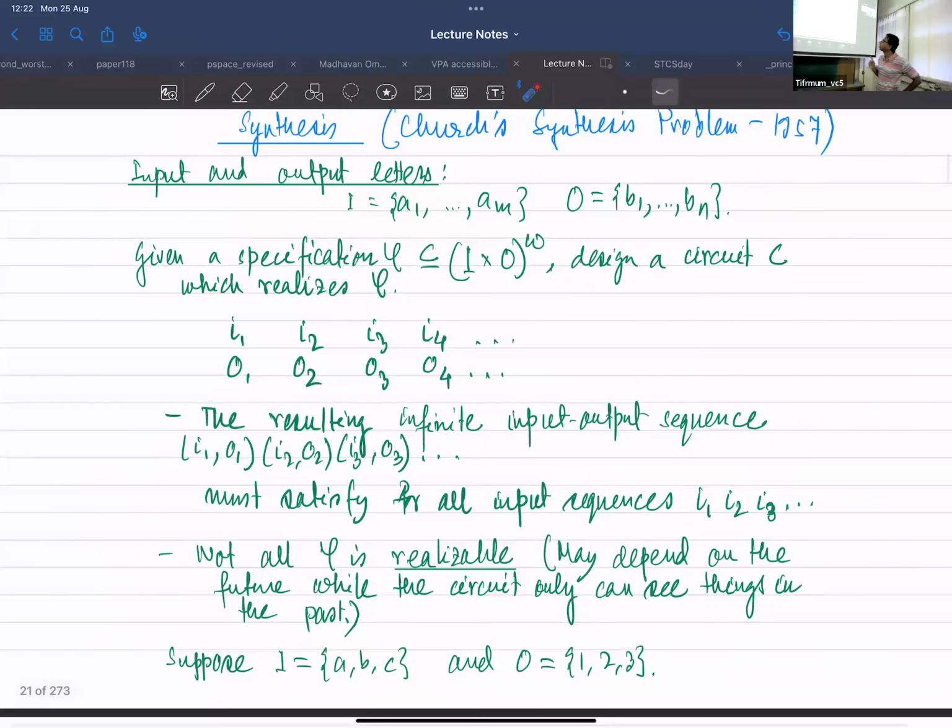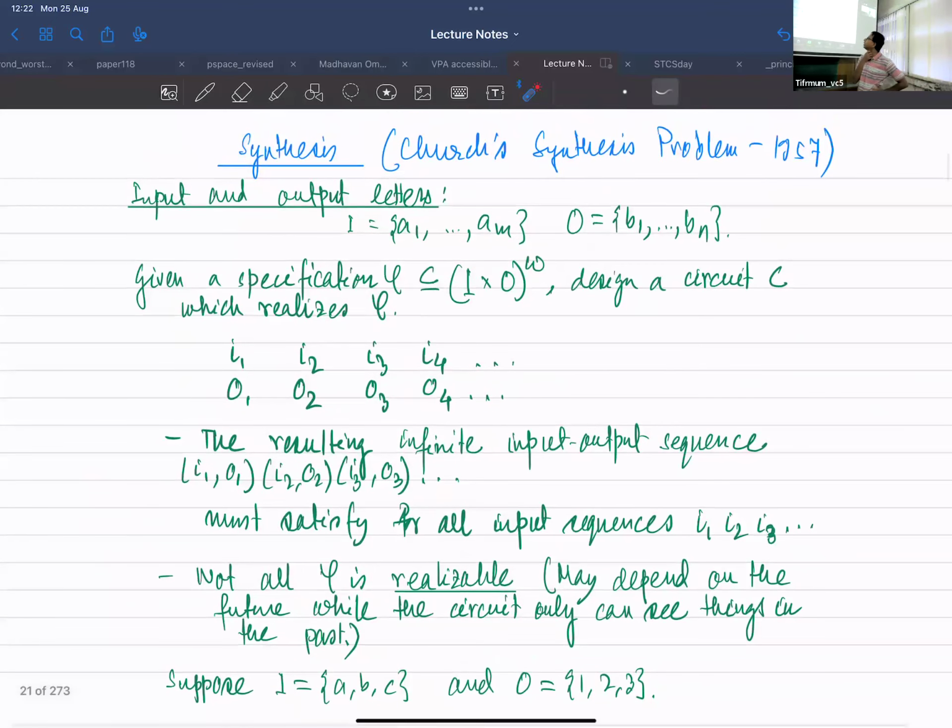So far I was talking about the verification problem. I don't know if some of you were there last week at Bharat Artsul's lecture. He was giving an invited lecture at the STCS symposium, the last invited lecture. He was talking about synthesis. This is the problem Alonzo Church proposed in 1957, so it's also called the Church synthesis problem.